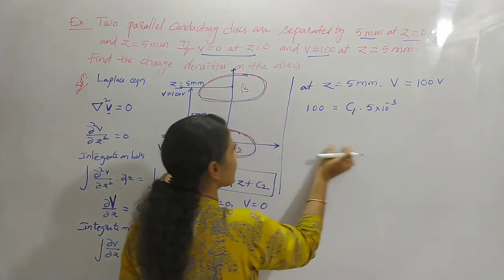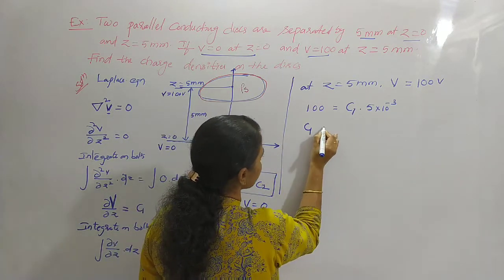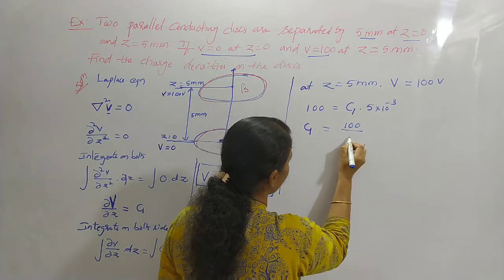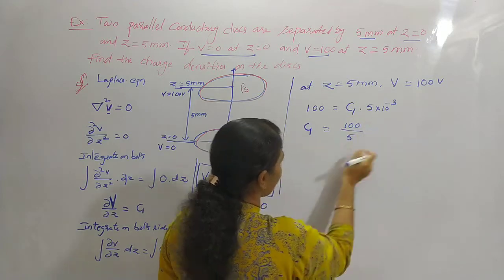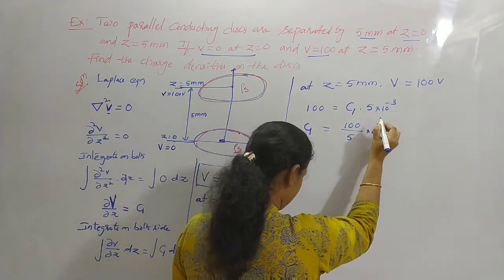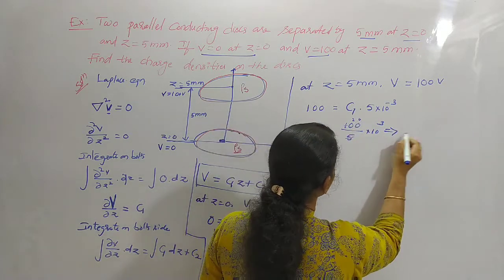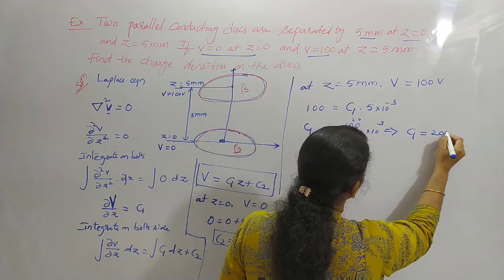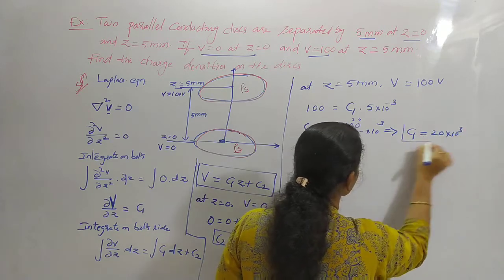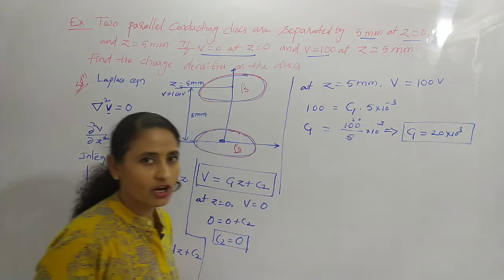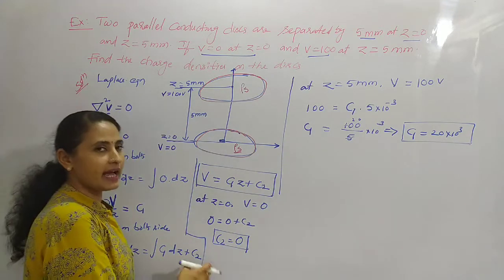Okay, from this you get this value. C1 is given by 100 by 5, into 10 raised to plus 3. So 5 ones are 5, 5 twos are 10, 0. So from this, C1 is given by 20 into 10 raised to 3. Okay, we have got the values of C1 and C2.